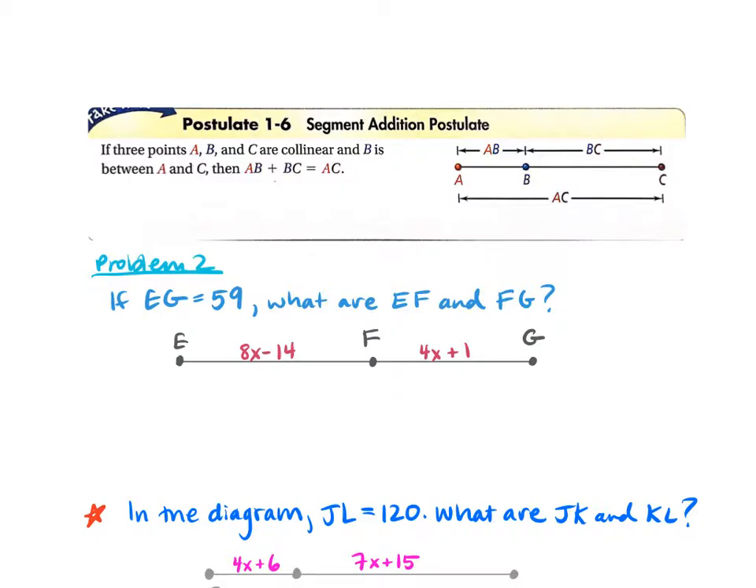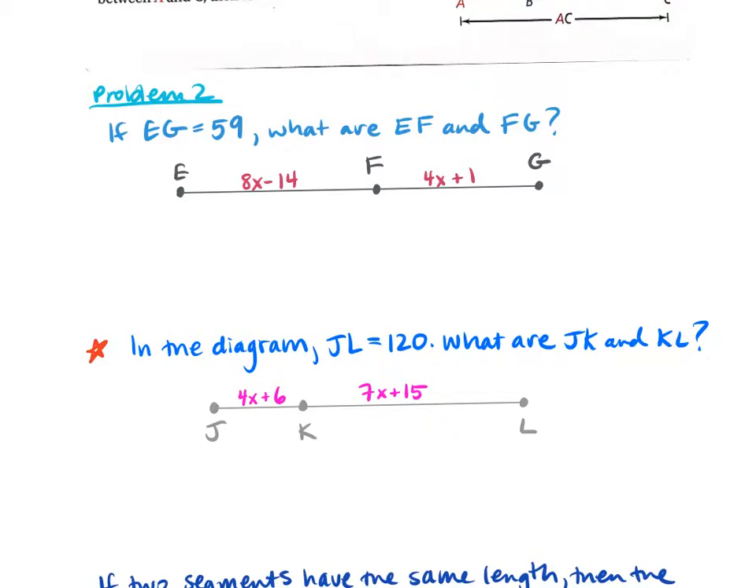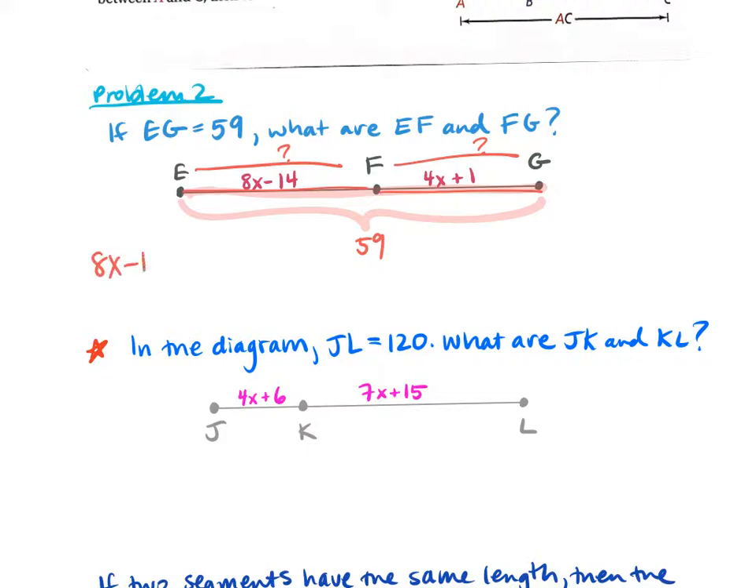Okay, and we're going to add in a little algebra with this problem. So problem 2, if EG is 59, so that's saying this whole thing here is 59. If we know that this whole thing is 59, then what is this segment? And then what's this segment? What's EF and FG? So we're going to have to set up an algebra problem. This plus this equals 59. 8x minus 14 plus 4x plus 1 equals 59.